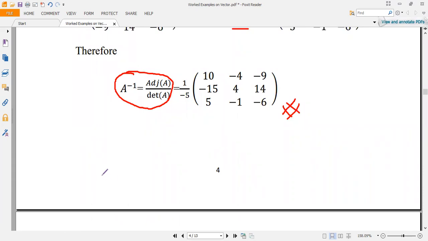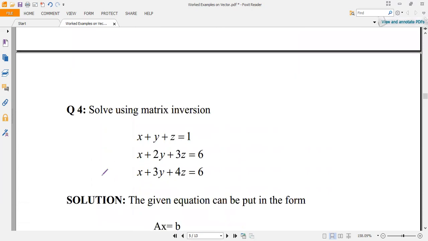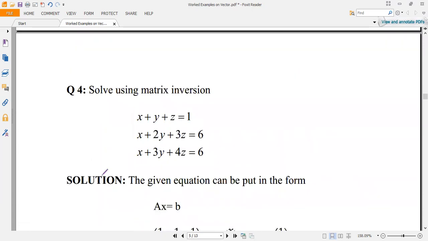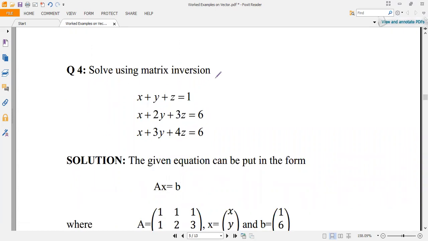So the matrix times its inverse gives an identity matrix. So this is how to find the inverse of a matrix. The next question is how to solve the given system of linear equations. How to find the solution for a given system of linear equations.